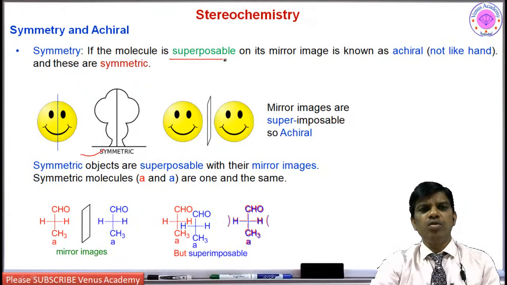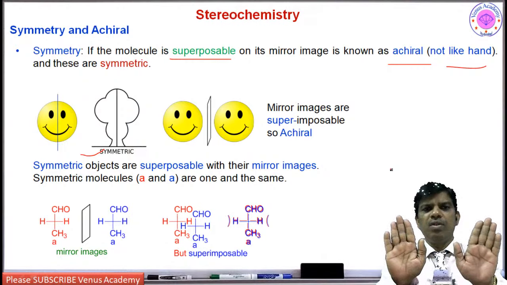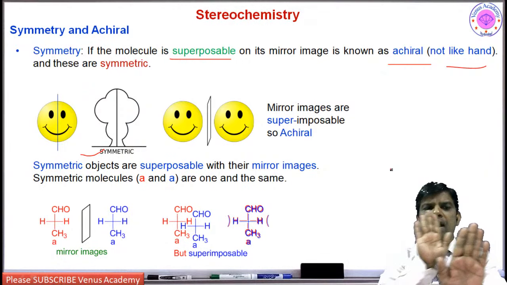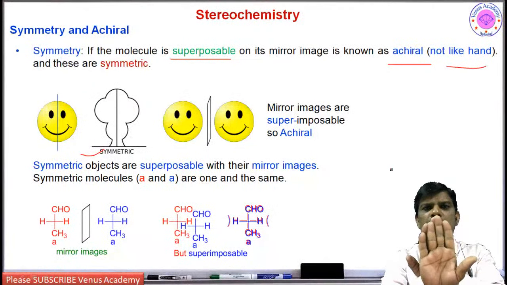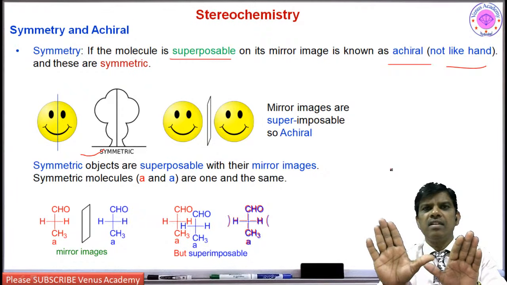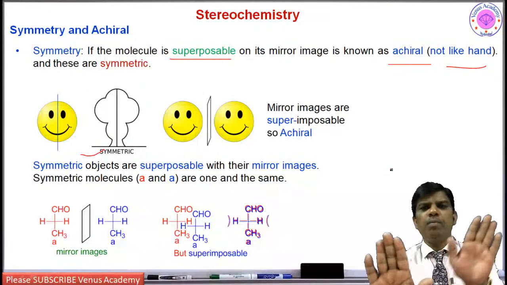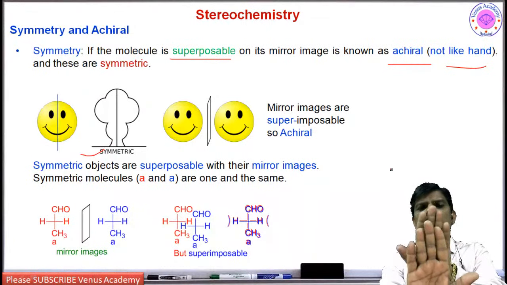If the molecule is not superposable on its mirror image, it is known as chiral, like a hand. Hand is chiral. So these two hands are chiral hands. Though they look like mirror images, I cannot superimpose them. I cannot put one hand over the other. If I put like this, this side is thumb, this side is thumb. Is it superimposable? No. The word chirality comes from the Greek word meaning hand. Hand-like structures are known as chiral compounds or chiral molecules. So you cannot overlap one hand on the other hand, right?